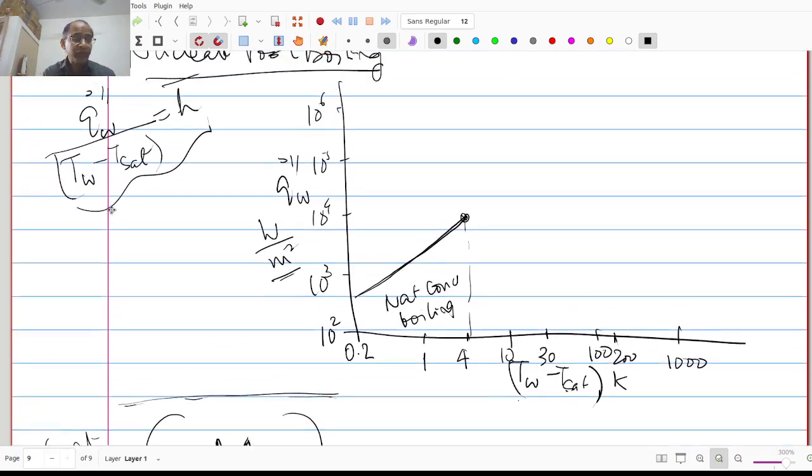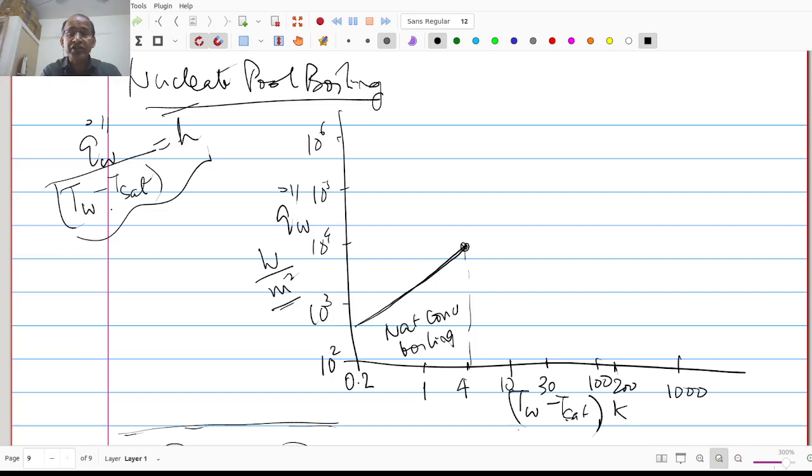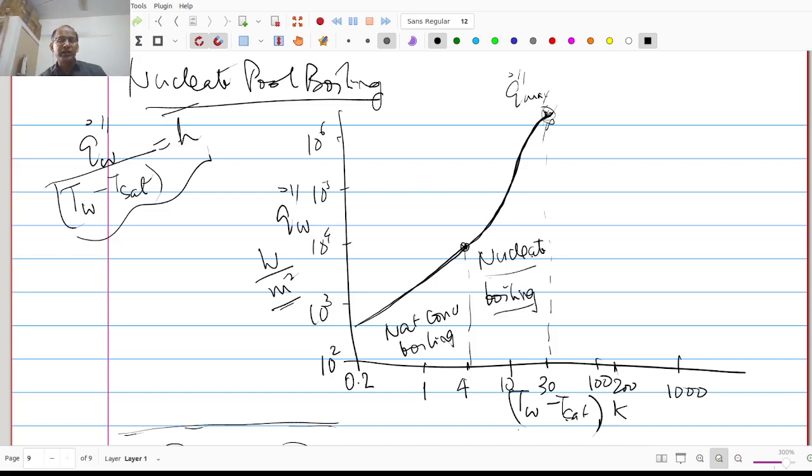Then from about 4 degrees Celsius up to about 30 degrees Celsius, at 30 degrees Celsius you reach a heat flux which is a few million watts per meter square. So this is called the Q dot max. This is quite a steep rise that happens, and this part is called nucleate boiling. Nucleate boiling is the place where the heat transfer coefficients are substantially higher.